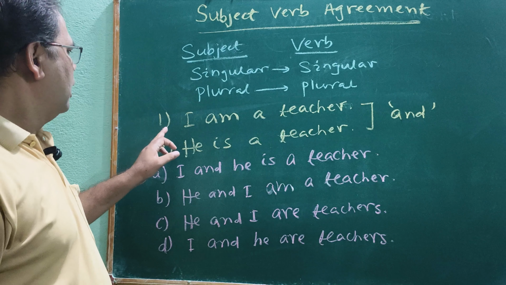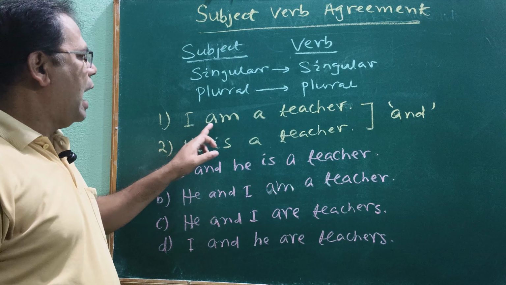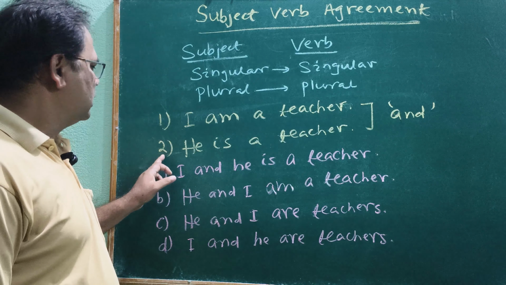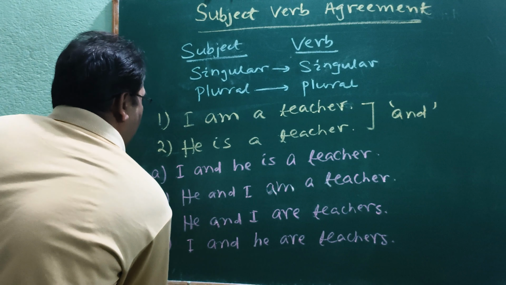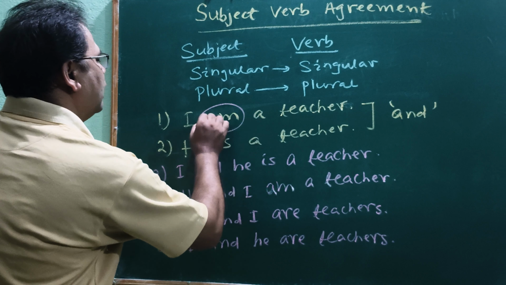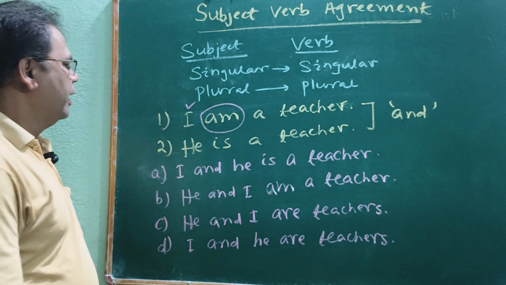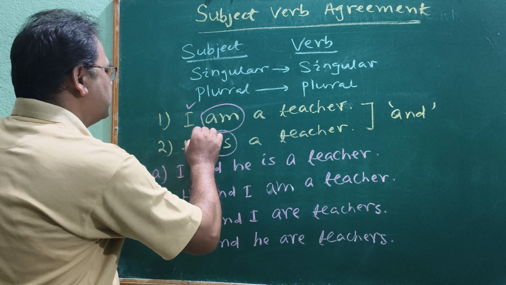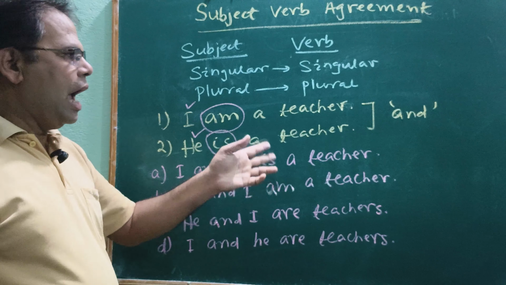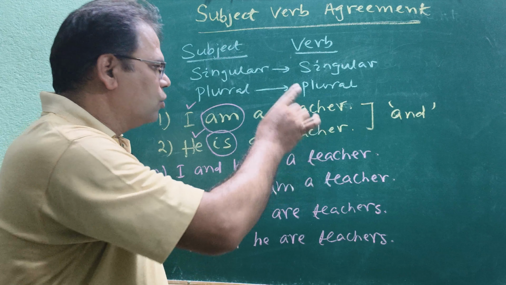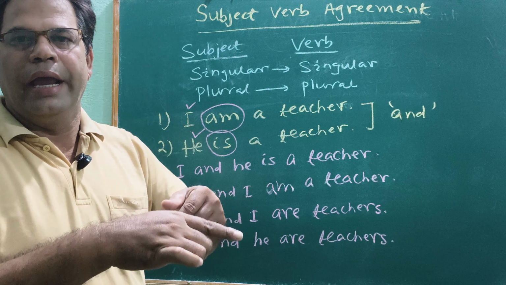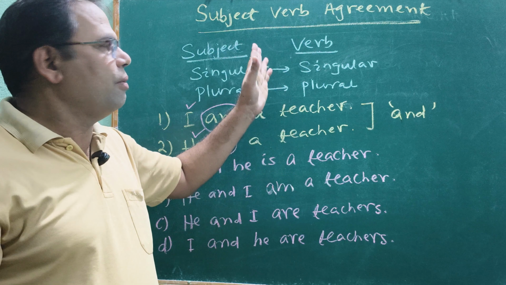Now see, in the first sentence I write, I am a teacher, and the second sentence is, he is a teacher. It is "am" because the subject is I. It is "is" as the subject is he. Now I am going to connect these two sentences with "and". So now the difficulty arises. In these cases, the problem is there.